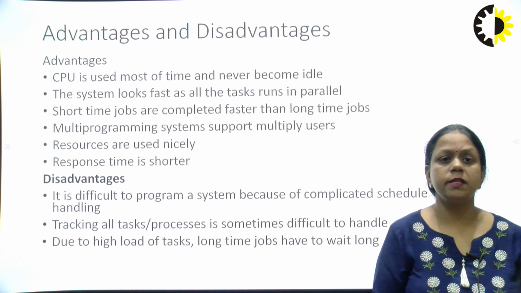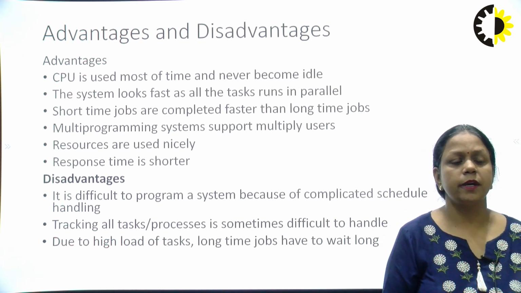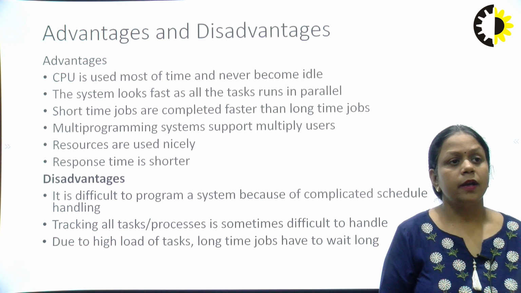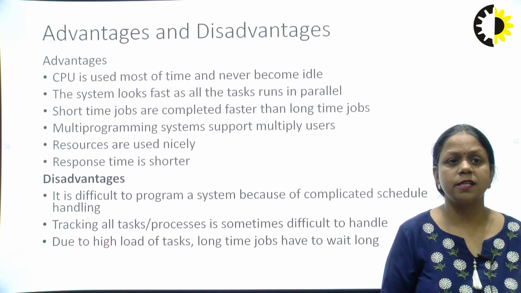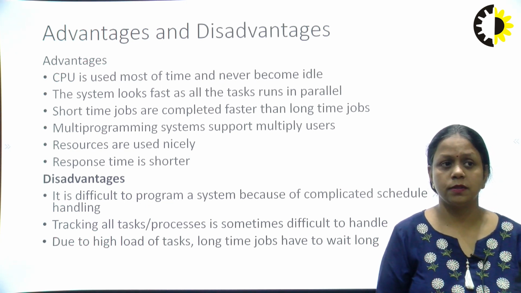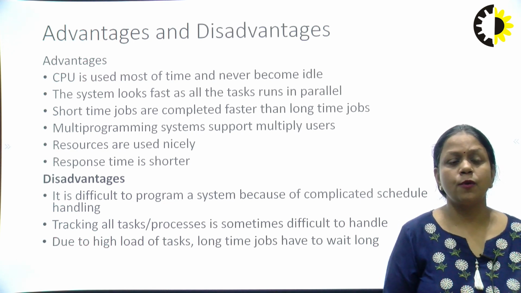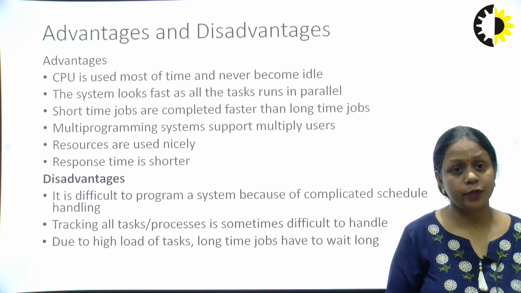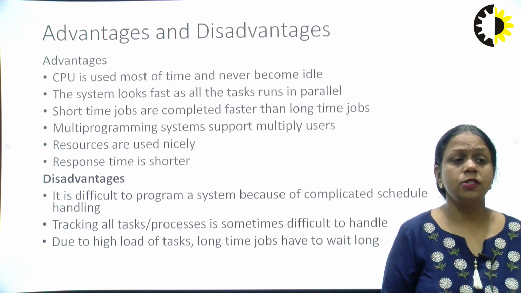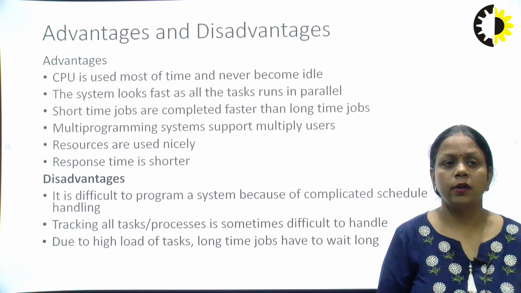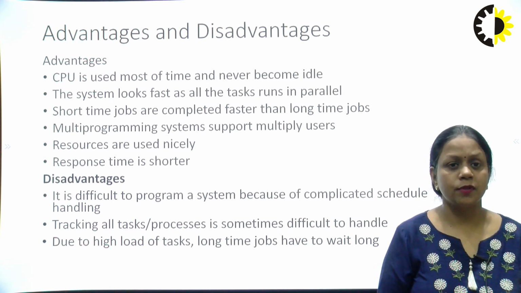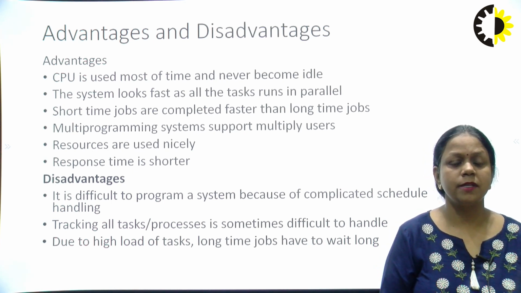Now the major advantages and disadvantages of multi-programming system. Advantages are: CPU is used most of the time and never becomes idle. The system looks fast as all the tasks run in parallel. Short time jobs are completed faster than long time jobs. Multi-programming system supports multiple users, because we can have more than one program in the main memory. Resources are used nicely. Response time is shorter because each and every process can get the processor early. Fine, that's why response time is shorter.